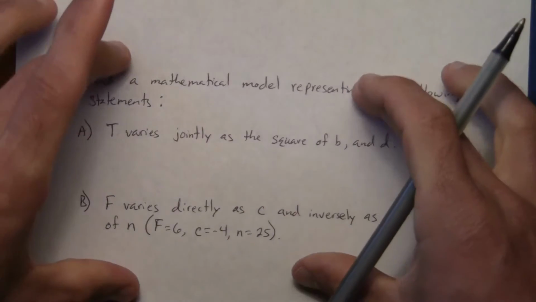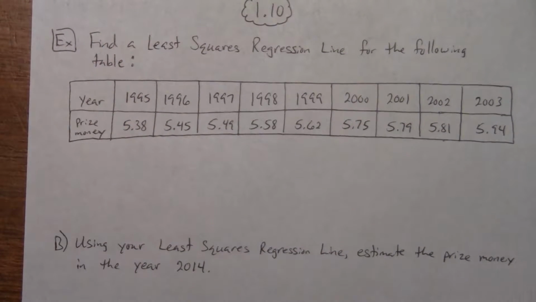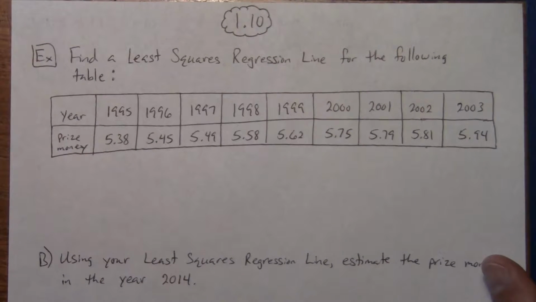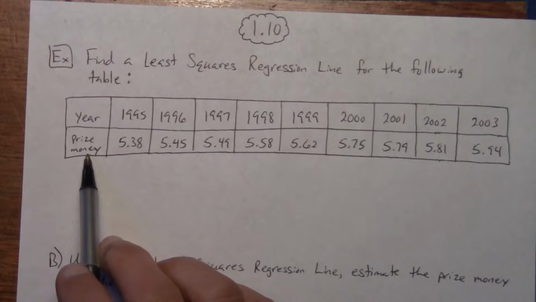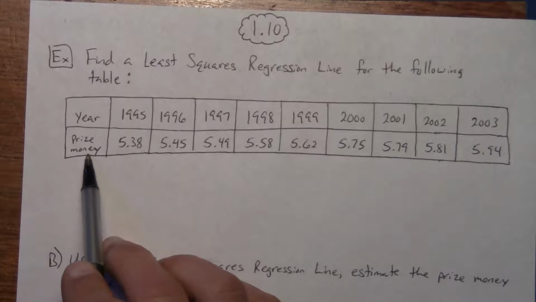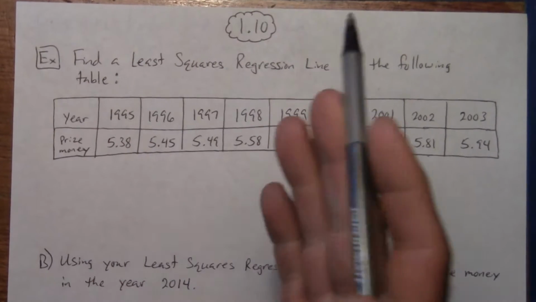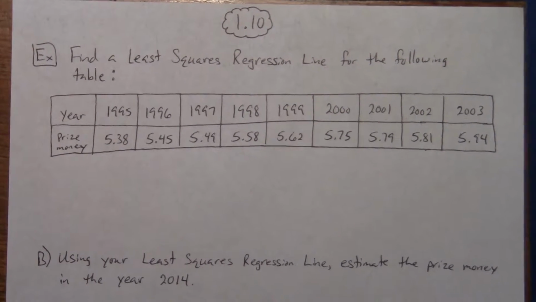So most of your homework is going to deal with this. You'll have a couple that have the least squares regression line, but most of them are going to deal with the mathematical modeling. Alright, so I want to find the least squares regression line for the following table. It gives me the years, and then it gives me prize money for something. I'm assuming that's probably in thousands or hundreds, but it doesn't really matter.